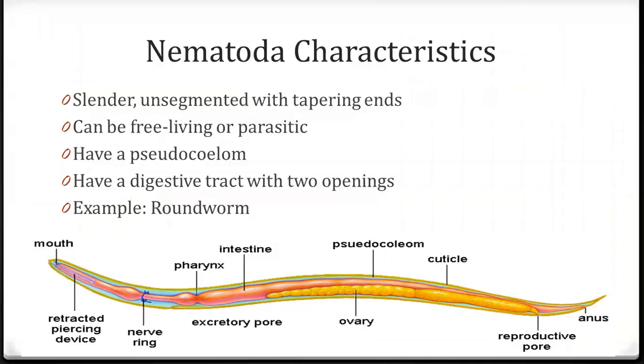Okay, nematoda characteristics. They are slender, unsegmented, with tapering ends. They can be free-living or parasitic. They have a pseudocoelom, and they have a digestive tract with 2 openings, so meaning they have a mouth and an anus. An example is a roundworm.